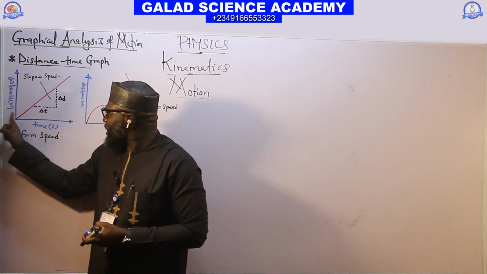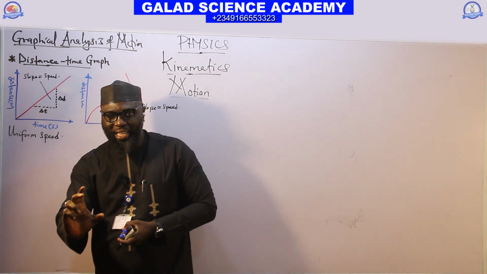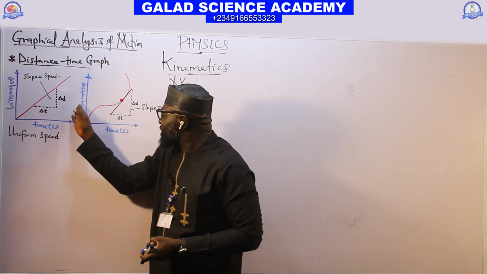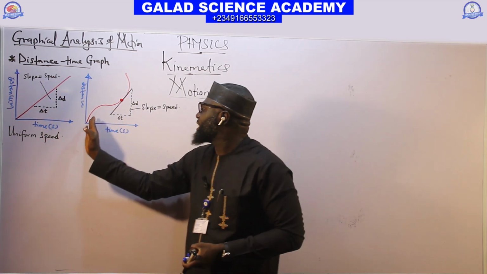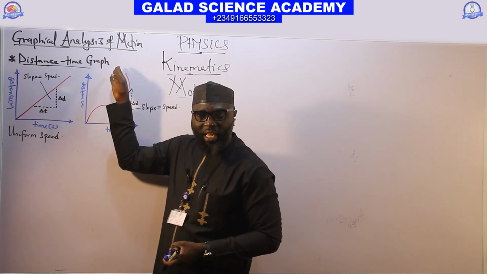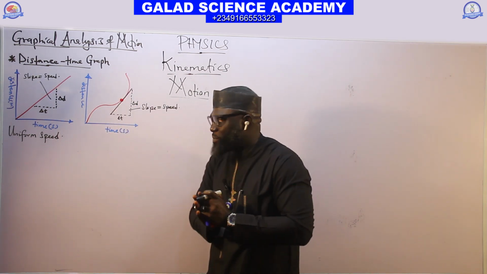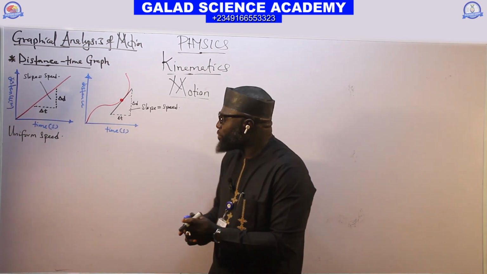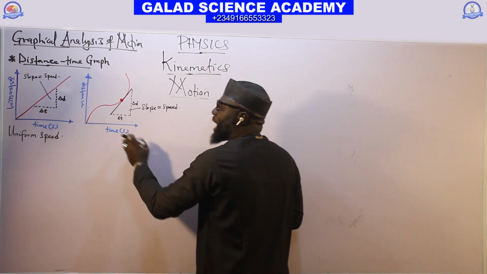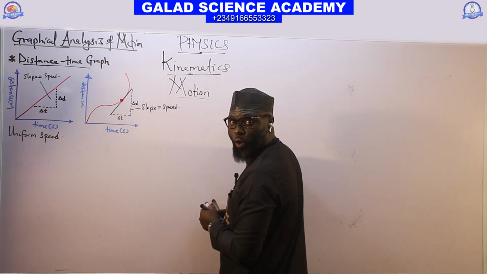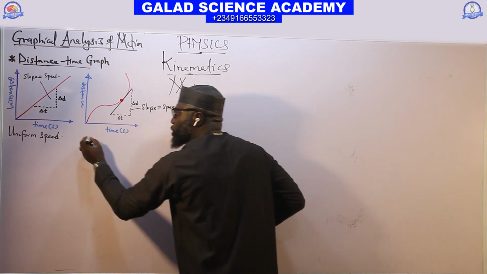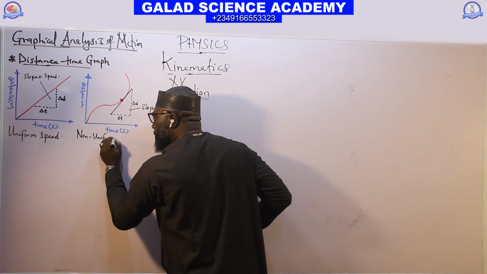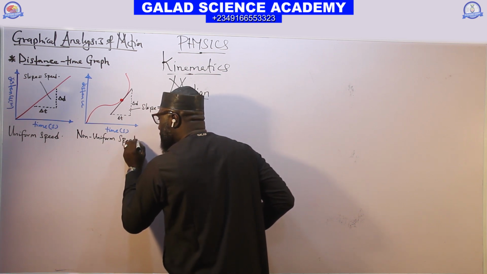The distance change with time is constant. Because distance change with time here is constant, that is why it is straight. But if distance change with time here is not constant, the graph is not a straight line. So in the graph of distance against time, if we have a straight line graph, we call it uniform speed graph. But if the graph of distance against time is a curve, not a straight line, we call it non-uniform speed graph.